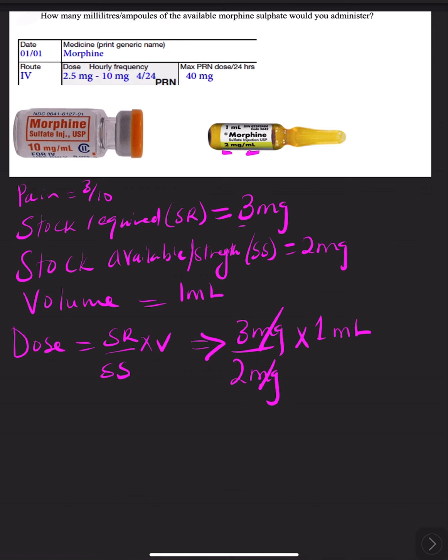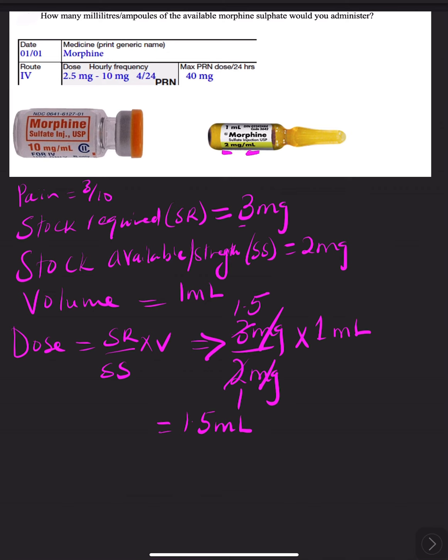Then you're left with 3 divided by 2. Here, 3 by 2 will give you 1.5. Then this 1.5, you multiply by the 1. It should give you your answer as 1.5 mL. So you've answered one part of the question, how many milliliters you'll give. You end up giving 1.5.